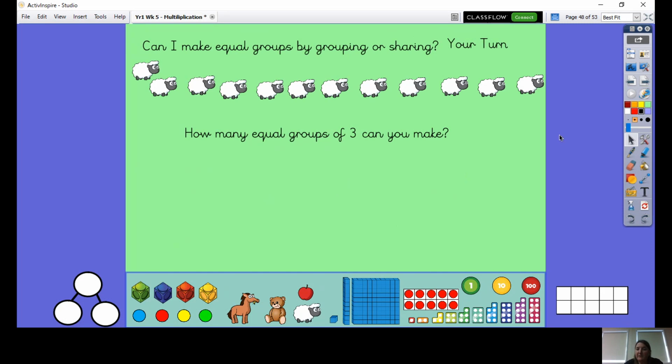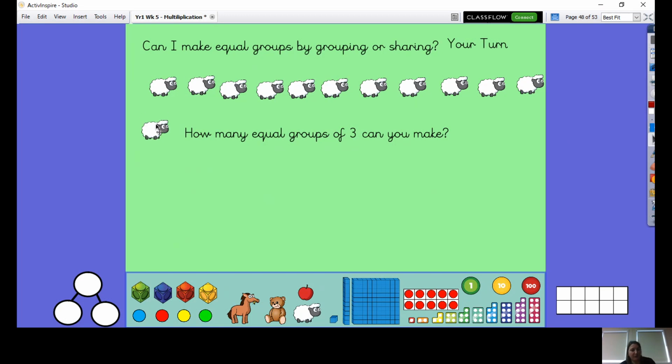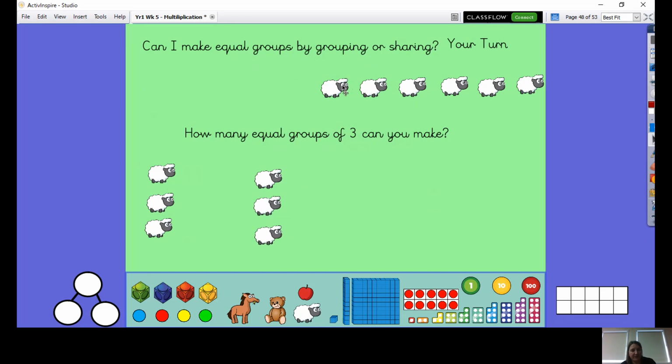Okay, so let's have a little think of this then. It says here, can I make equal groups by grouping or sharing? We want to think, how many equal groups of 3 can you make? We've got our sheep here and we want to put them into equal groups of 3. So we need 3 sheep in each group. There's my first group because it's got 3 sheep in it. This is my second group, that's got 3 sheep in it. This is my third group, which has got 3 sheep in it. And this one here has got 3 sheep.